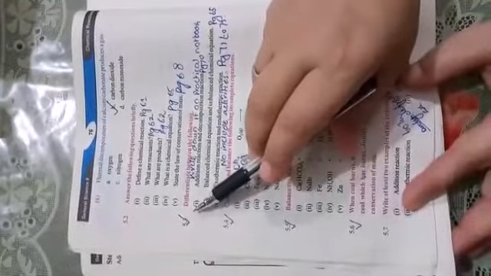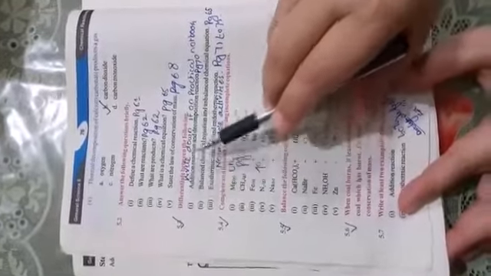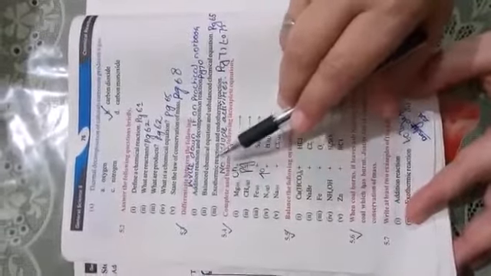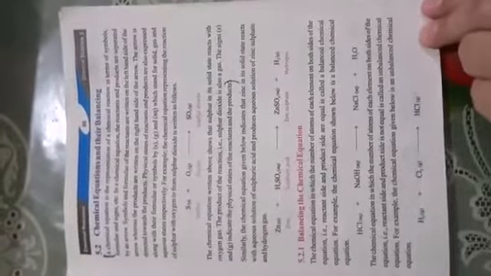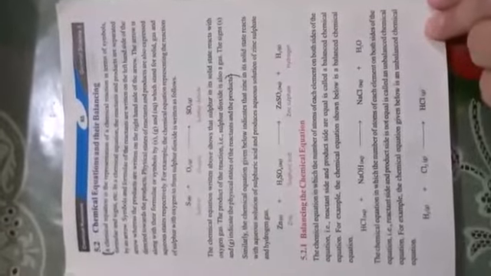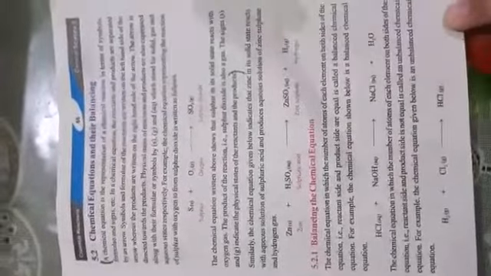Question number 5.3, differentiate between the following. Part 2, balanced chemical equation and unbalanced chemical equation. The answer is on page number 65 again. As we have to differentiate between balanced chemical equation and unbalanced chemical equation, students, you should draw a line between these two and give headings, balanced chemical equation and unbalanced chemical equation, and write down these points.